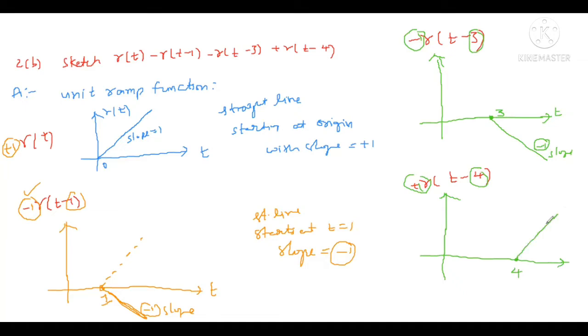Minus r of t minus 1 is a straight line starting at t equal to 1 with slope minus 1, and minus r of t minus 3 is a straight line starting at t equal to 3 with slope minus 1, and similarly r of t minus 4 starts at 4 with slope plus 1.